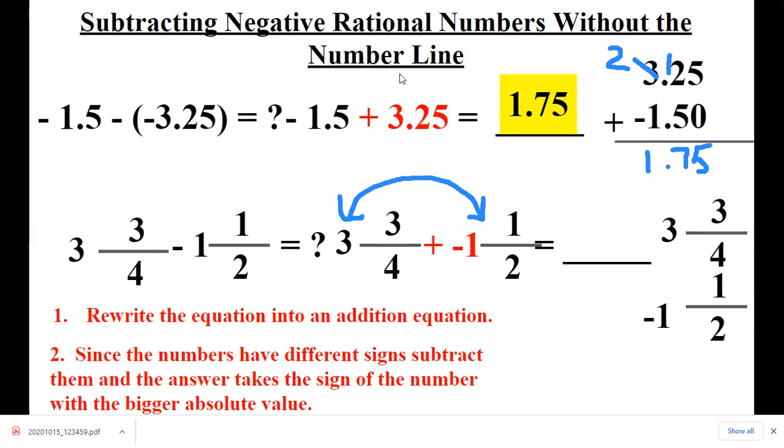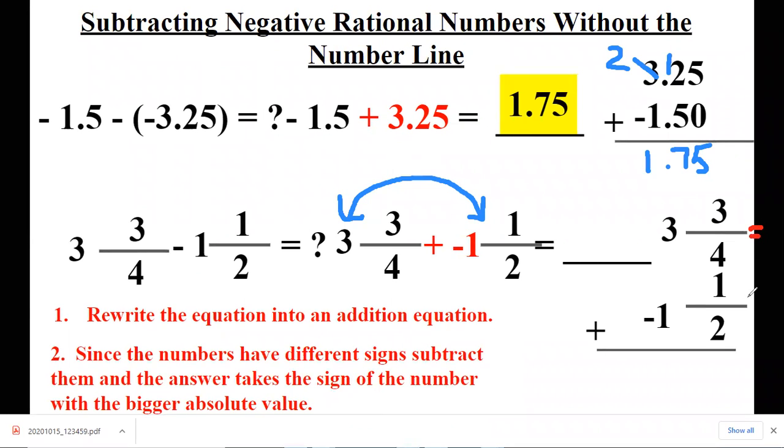I feel like I'm not going to have any room here to solve this, but let's see if we can squeeze it in. We have to get the same bottom number, don't we? The 4 can stay the same, so we can keep the 3/4 the same. The 1/2 we're going to change into fourths. So we're going to put a 4 here. We're going to say 2 times what gives me 4? Well, 2 times 2 gave me 4. So that means I have to times by 2 on the top here. 1 times 2 is going to be 2.